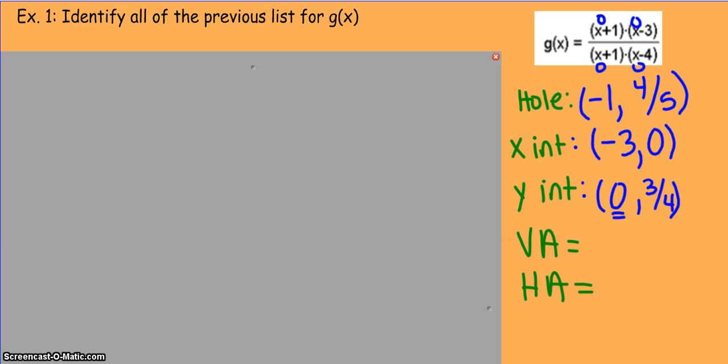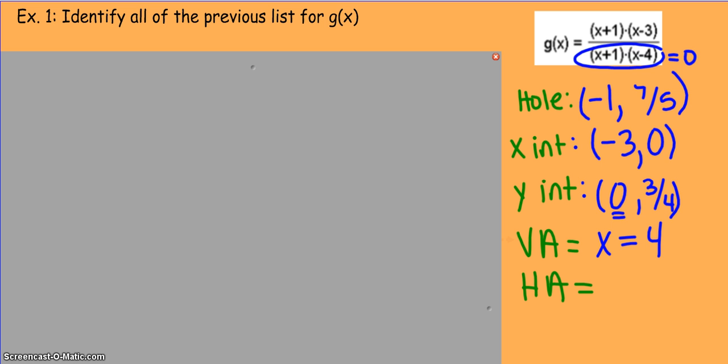Now we have vertical asymptotes. So we go back to our equation. Our vertical asymptotes are the numbers that make the bottom, or our denominator of the fraction, 0. So when we set this equal to 0, we get x equals negative 1. That's a hole, so we're going to skip it for the moment. But we have x minus 4 equals 0, so that would be x equals 4. So our vertical asymptote would be x equals 4.